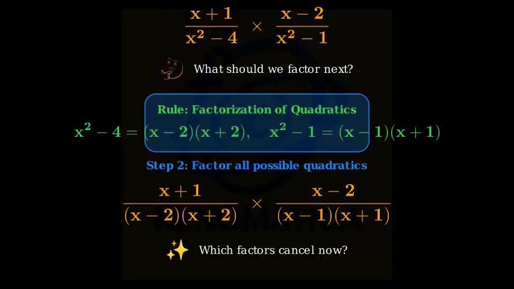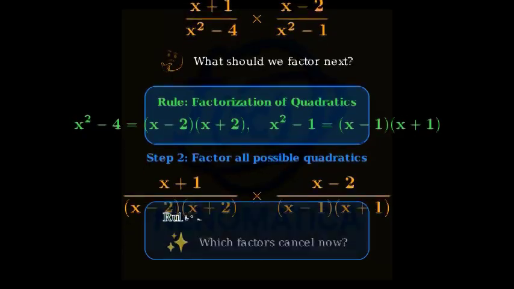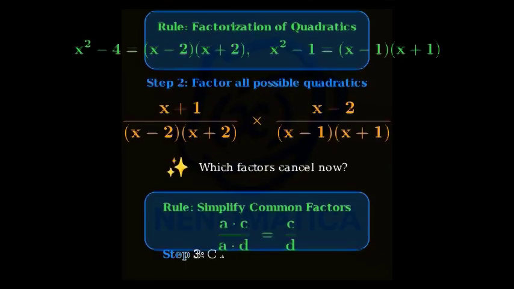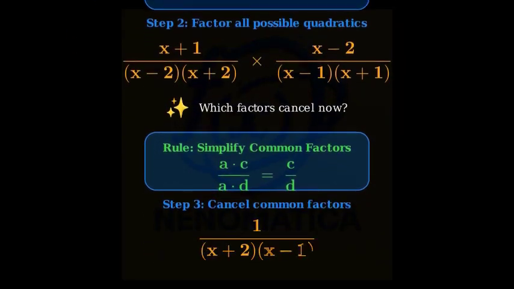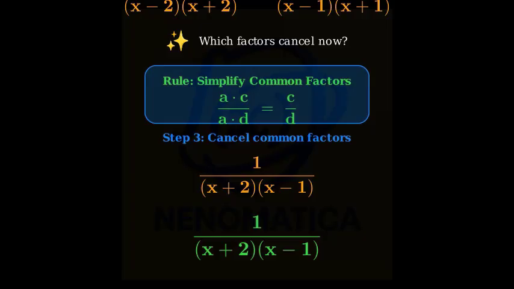Step 3. Cancel the common factors x plus 1 and x minus 2. Show the simplification rule. Then show the simplified result. Final answer for example 2.